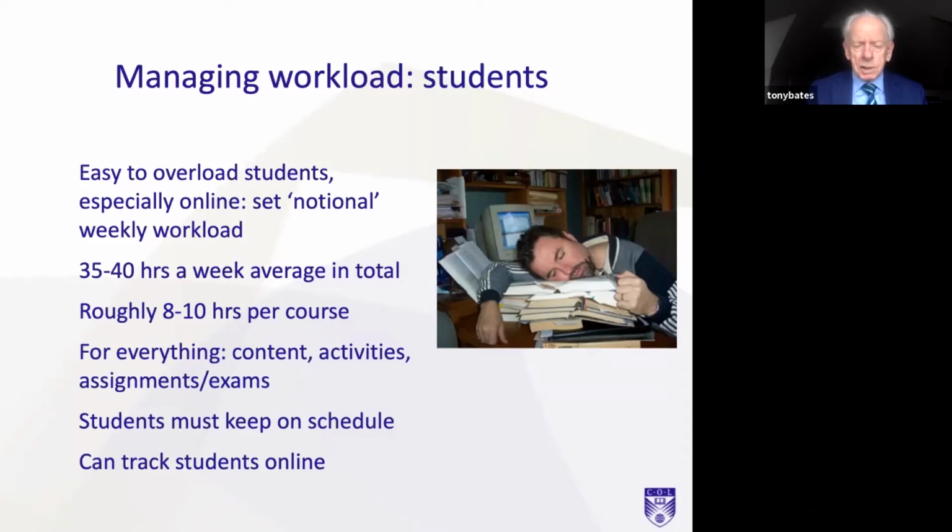Now you can set whatever average you like, but you should decide on an average and then work out how many courses they're taking at the same time and break the 35 to 40 hours a week evenly across the courses. So if they're doing 4 or 5 courses, then that works out about 8 to 10 hours of work per week per course. Now that covers everything. It's not just whatever lectures you stream to them. It's all the content, all the activities, and any work for assignments or for exams that they do. And that's a good discipline for you as a teacher, because you need to set priorities of what it's important for students to do.